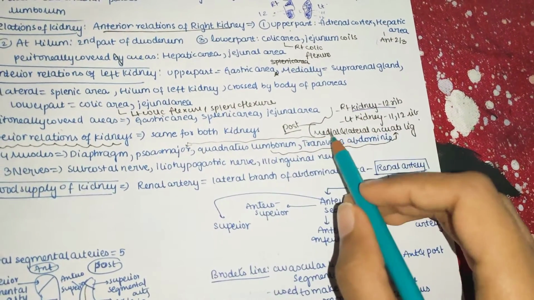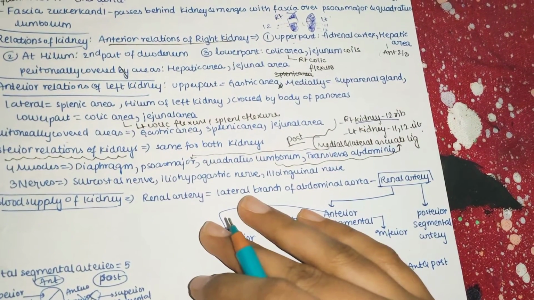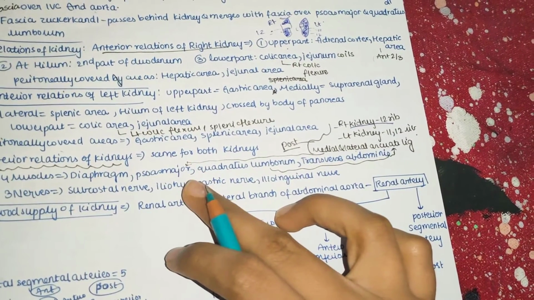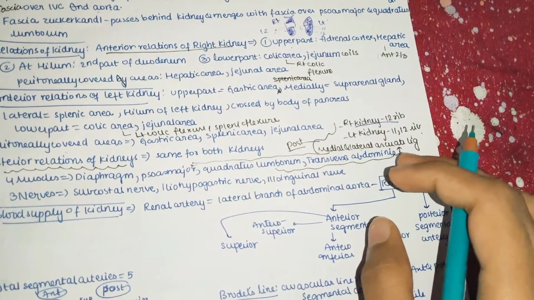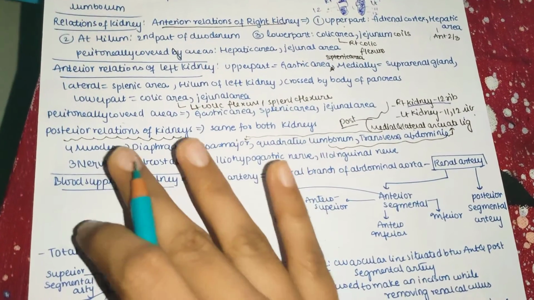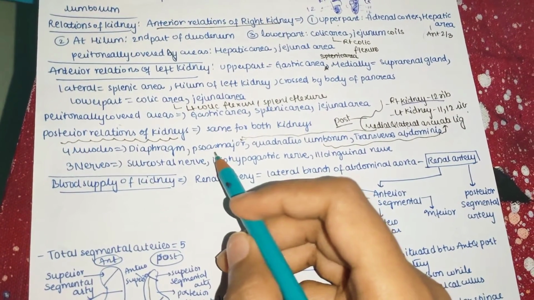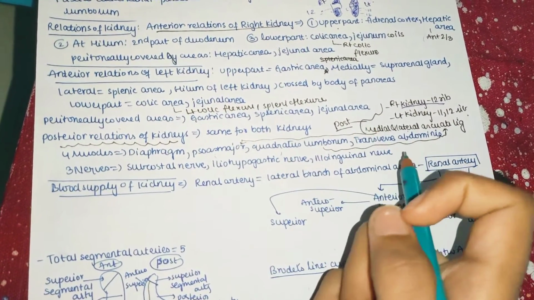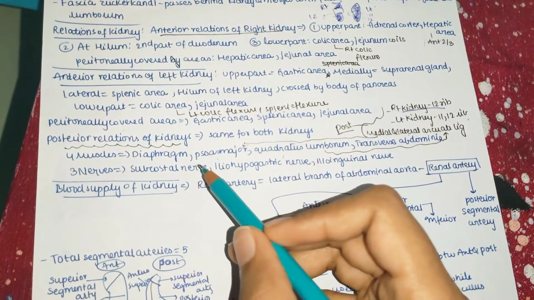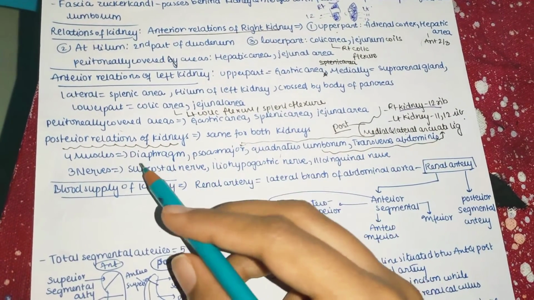Posteriorly there are also the medial and lateral arcuate ligaments. The medial arcuate ligament is mainly related to the psoas major muscle, whereas the lateral arcuate ligament is related to the quadratus lumborum muscle. There are also four muscles on the posterior side of the kidney: diaphragm, psoas major, quadratus lumborum, transverse abdominis. We can remember this with the mnemonic DPTQ. Okay, so these are the four muscles.